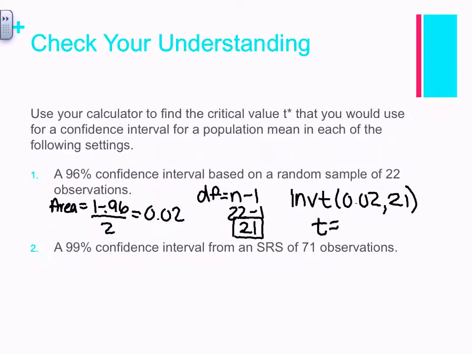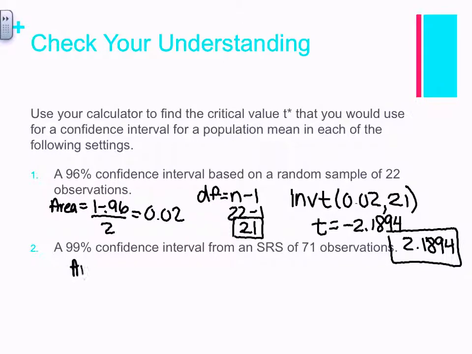You will get in your calculator a t-value of negative 2.1894, but because we're using this for a confidence interval, we're going to ignore the negative, so we will use a t-critical value of 2.1894.